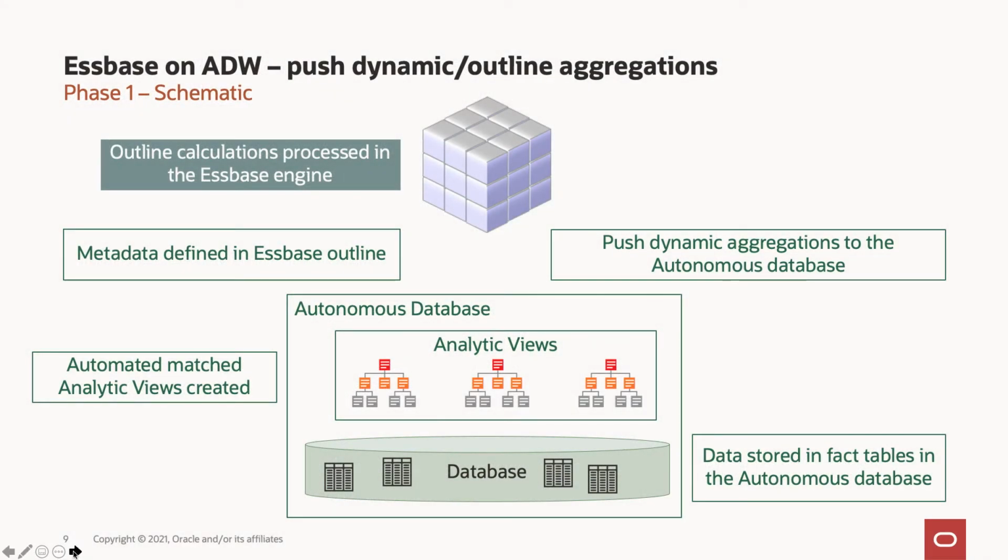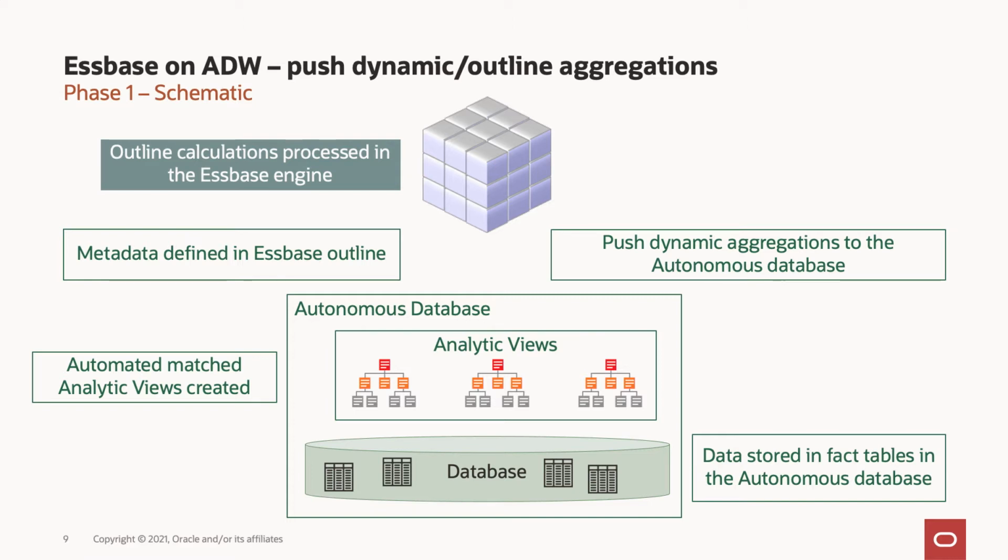Here's a quick schematic or overview of how this functionality works. Before we get into the demo, maybe it is helpful to understand this. What you see on the top is an Essbase application that you would create initially, and you would define the metadata. So let's say you have identified a fact table that resides in the autonomous database, and you want to do some analysis leveraging the features or capabilities of Essbase.